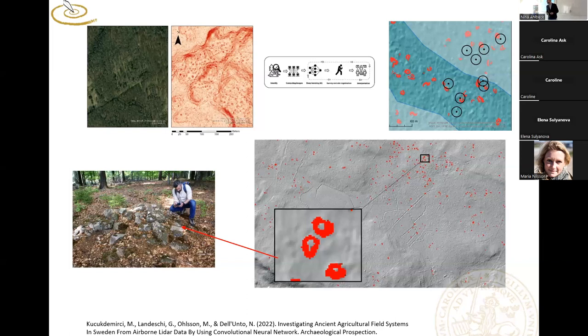We went field working there, we recognized them, and most of them were correct. There were some non-correct ones, and we actually gave that information to the algorithm in order to get better and better.